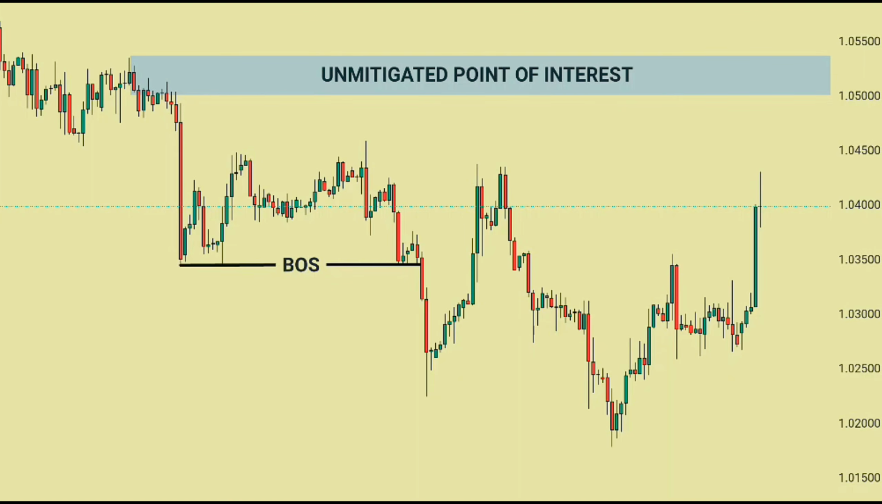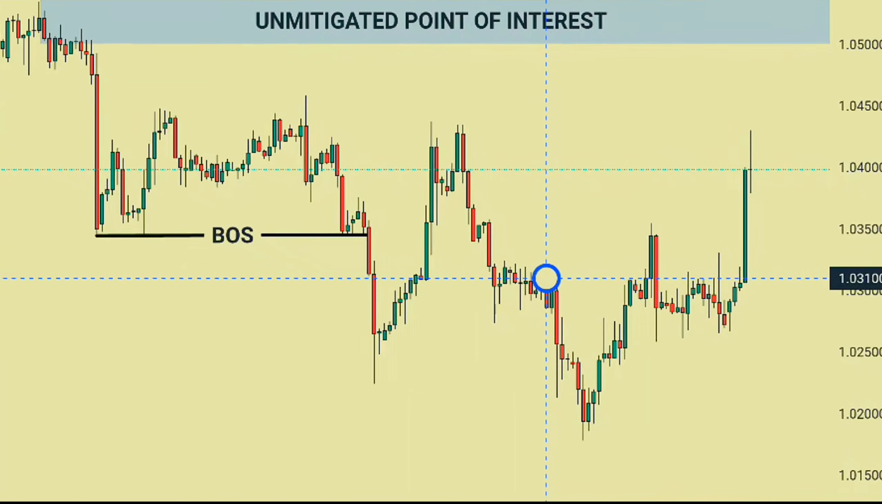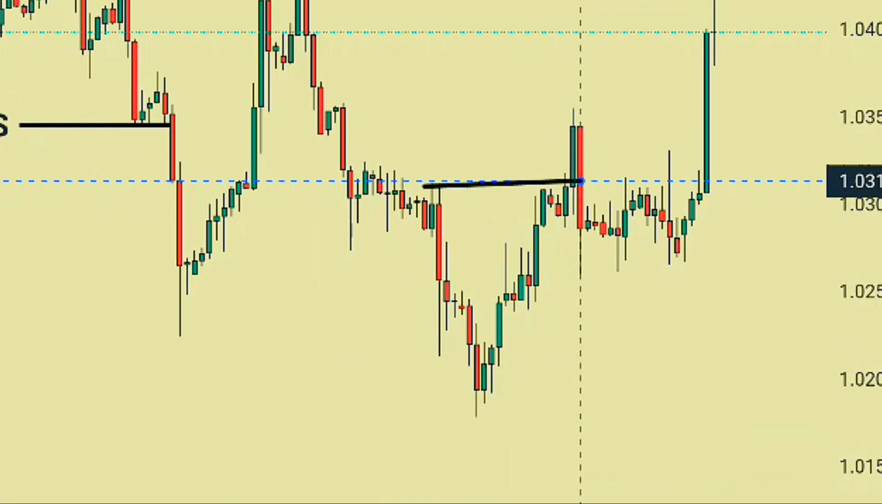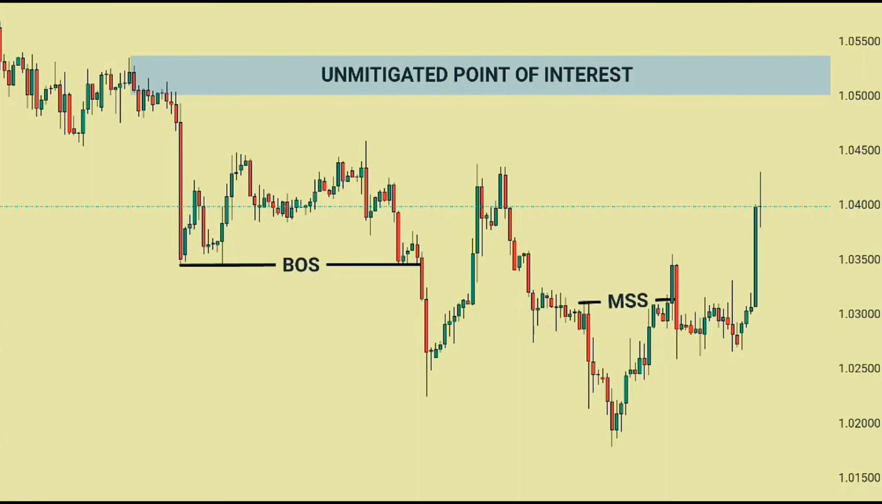After price reacts from the point of interest, we now look for confirmation. This confirmation comes in the form of a market structure shift. On this chart, after rejecting from the point of interest, price creates a lower high and then breaks a short-term higher low. This shift tells us that momentum is changing.